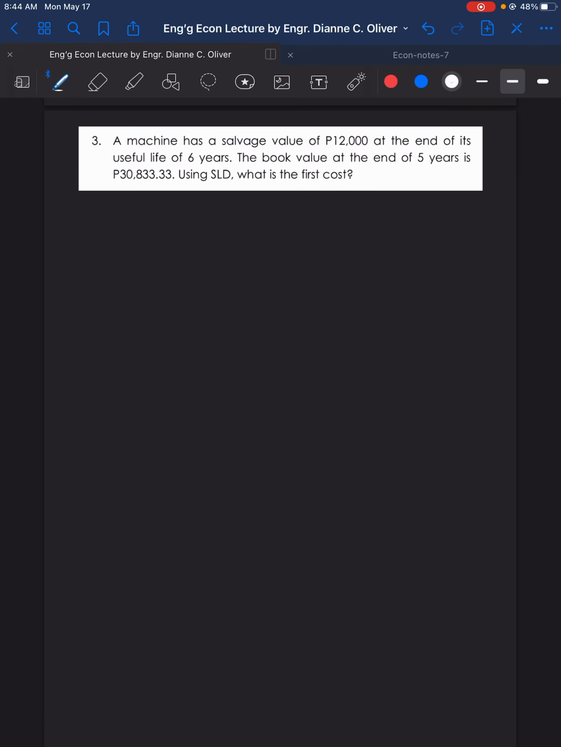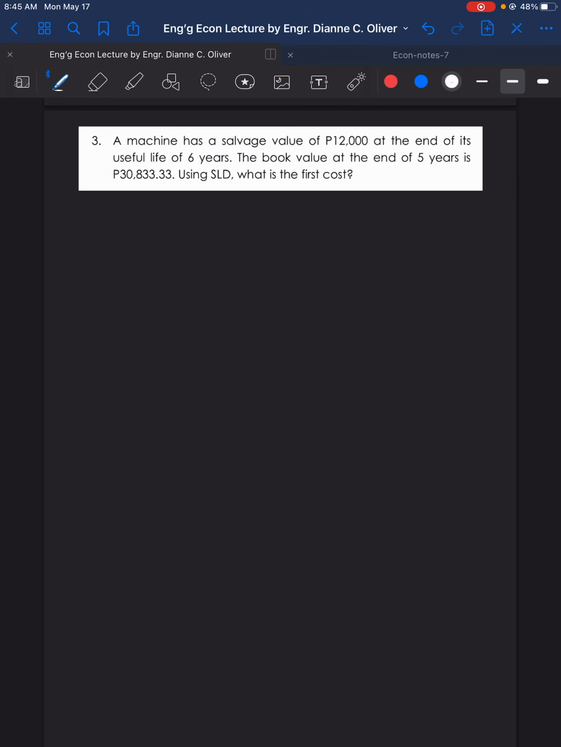A machine has a salvage value of 12,000 pesos at the end of its useful life of 6 years. The book value at the end of 5 years is 30,833.33 pesos. Using the straight line depreciation method, what is the first cost?